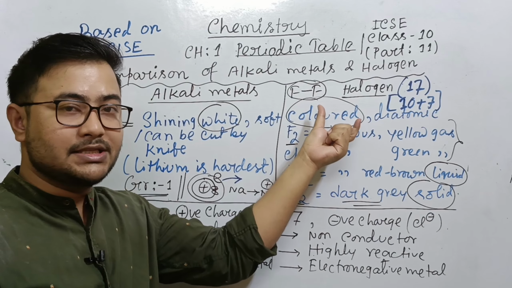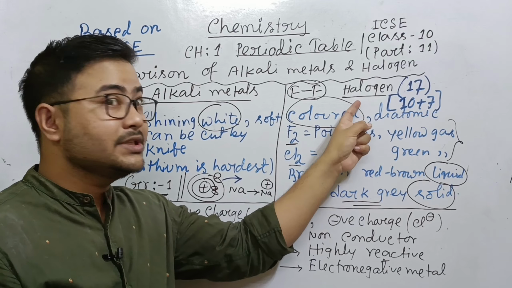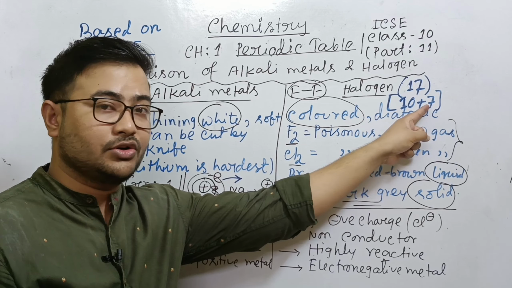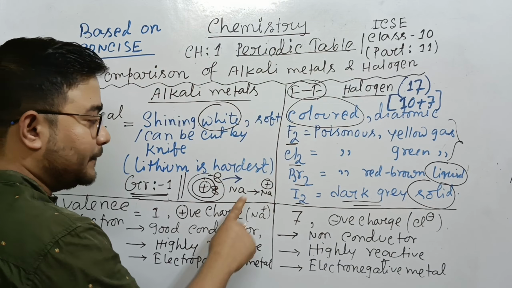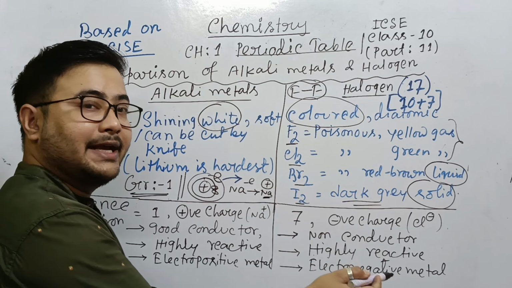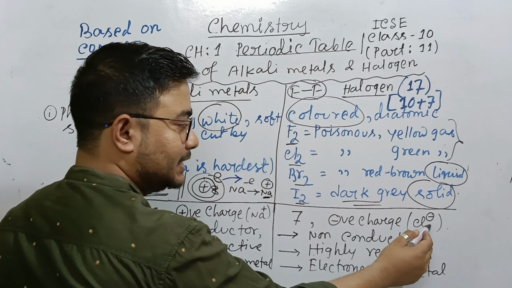All the halogens have octet. So halogens have a tendency to accept an electron to fulfill their octet. So all of you know, after losing an electron it becomes positively charged, and after acceptance of an electron it becomes negatively charged.